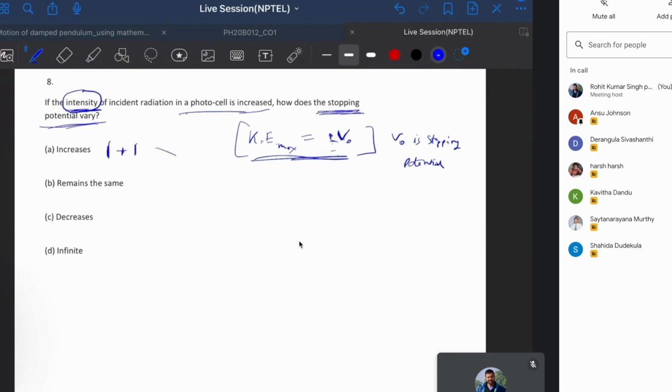So again, you guys are wrong. I just told you, this kinetic energy depends on the frequency, right? And this stopping potential depends on the kinetic energy of the photoelectrons. And kinetic energy depends on the frequency of the light, not on the intensity of light. So even if you change the intensity, no matter how intense your beam is, you do not have to vary your stopping potential to stop the photoelectrons from reaching the cathode. So it should remain the same.